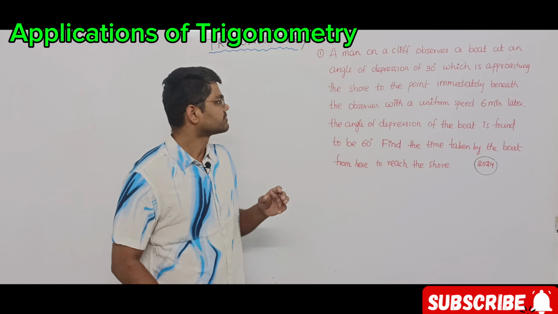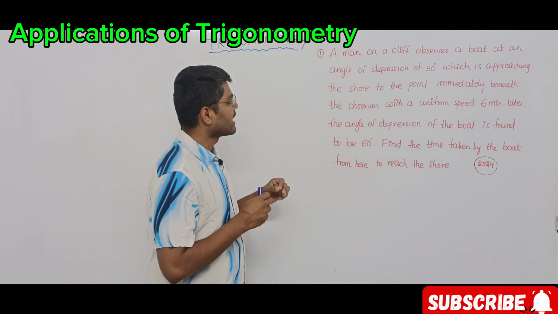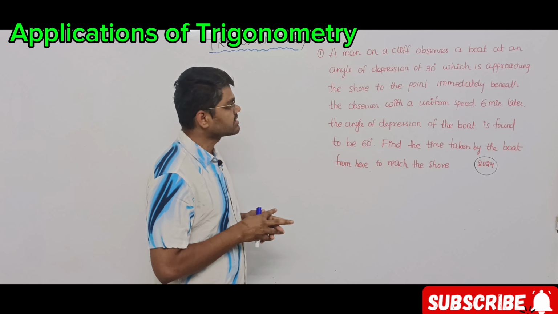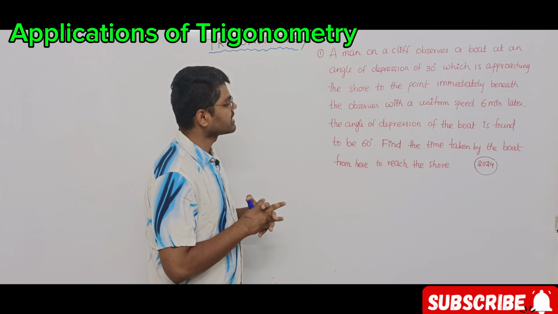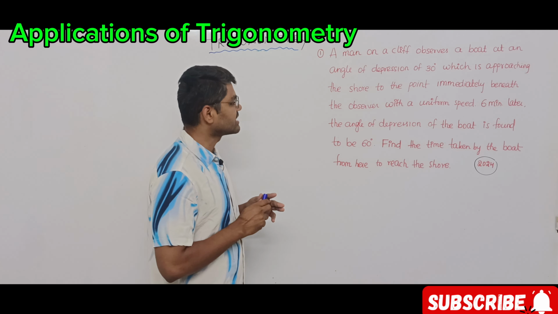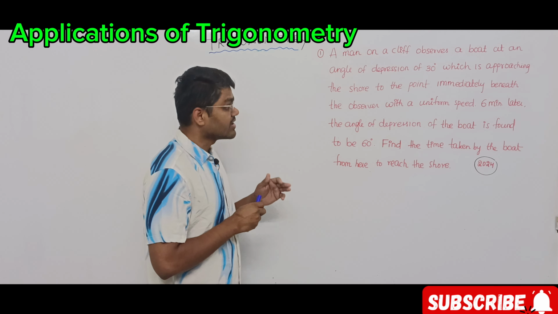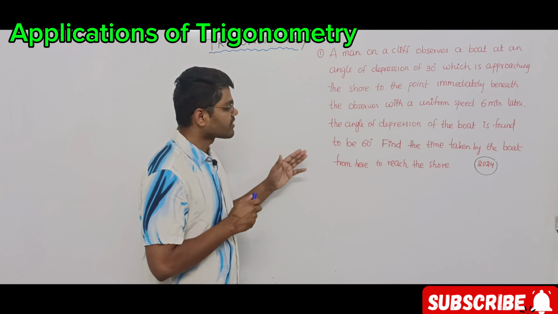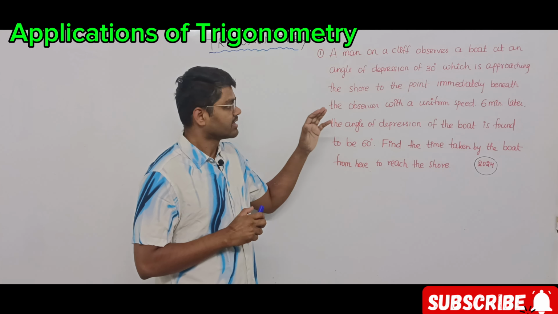The first question is, a man on a cliff observes a boat at an angle of depression 30 degrees, which is approaching the shore to the point immediately beneath the observer with a uniform speed. 6 minutes later, the angle of depression of the boat is found to be 60 degrees. Find the time taken by the boat from here to reach the shore. Here the question is clear.